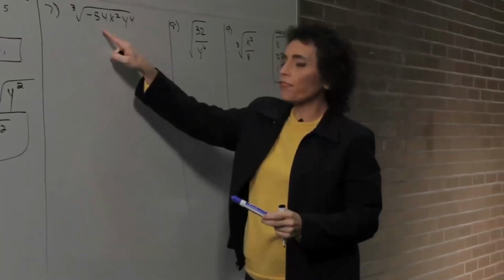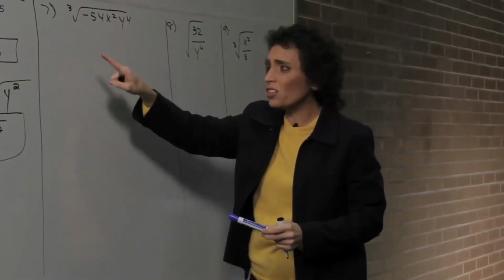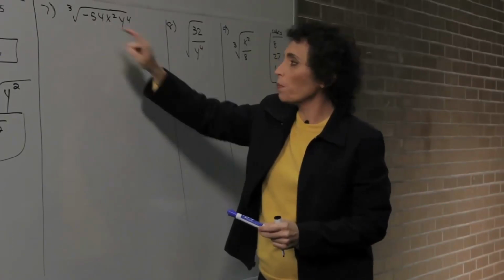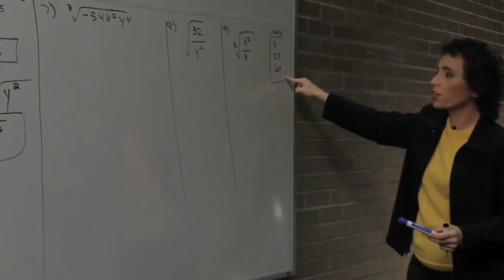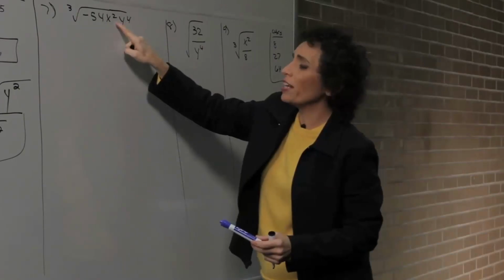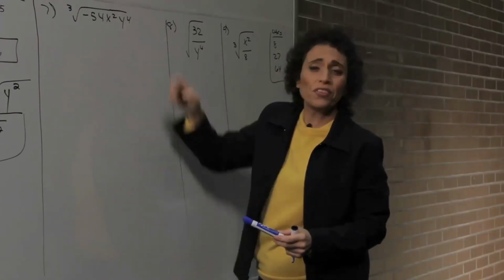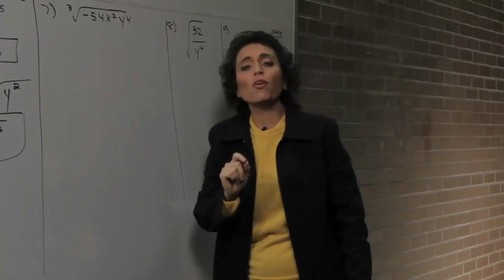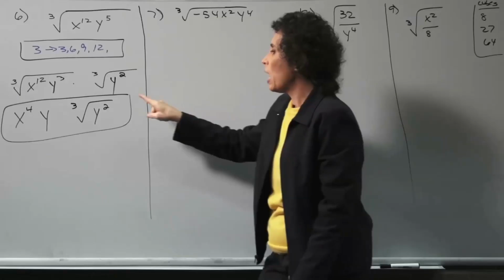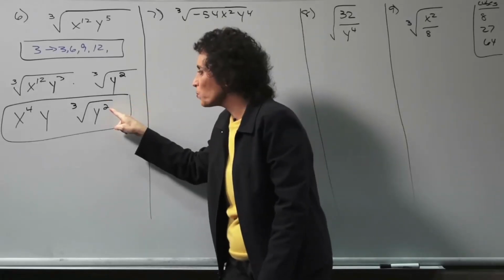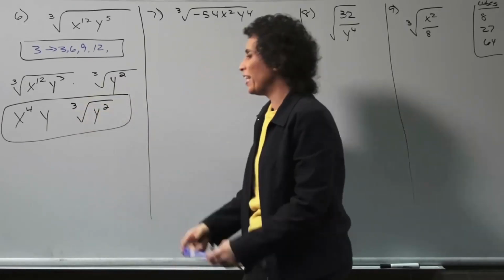We got to look at the number first. And remember, the reason we can do all of these is because they're factors. 54 is not a perfect cube. X squared is not a perfect cube. Y to the 4th is not, nobody's a perfect cube. By the way, forgot to say this. I know I'm done here because the exponent is less than the index.